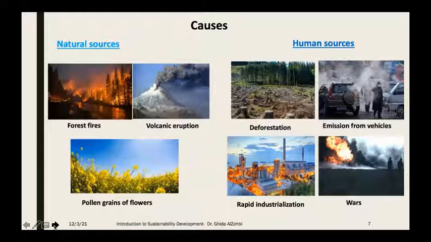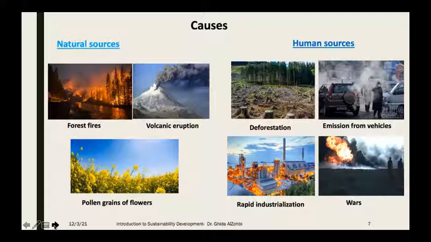There are 2 types of sources of air pollution. One we call natural sources or natural causes, and the second one, human sources. In natural sources, there are forest fires, volcanic eruption, and pollen grains of flowers. However, in human sources, there is deforestation. It means when we cut trees, and in this case, the amount of CO2 increases in the atmosphere. Why? Because trees absorb CO2 and release oxygen.